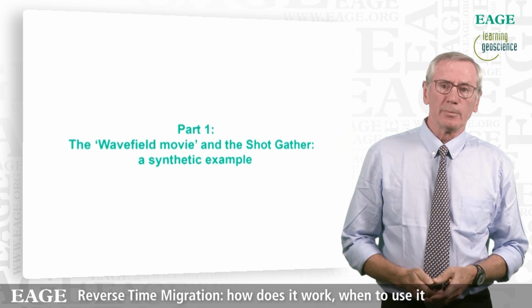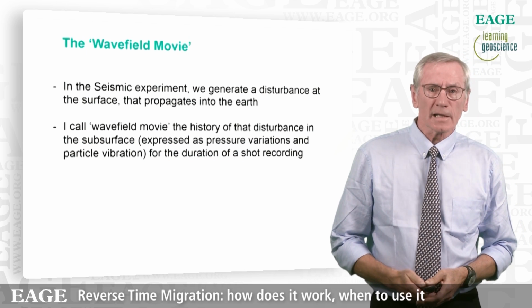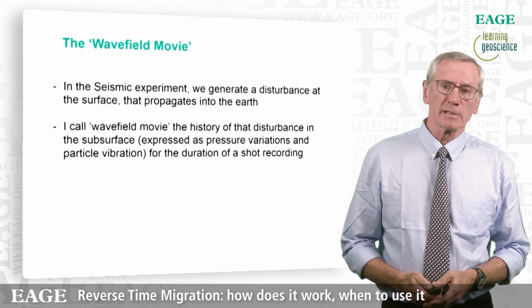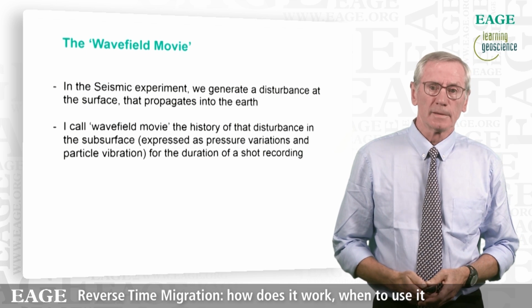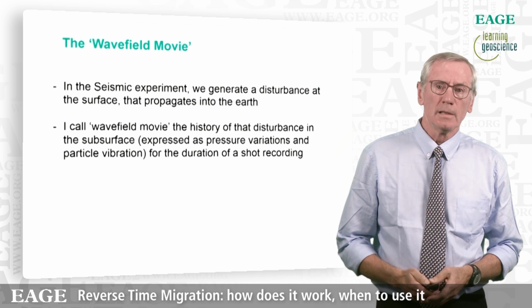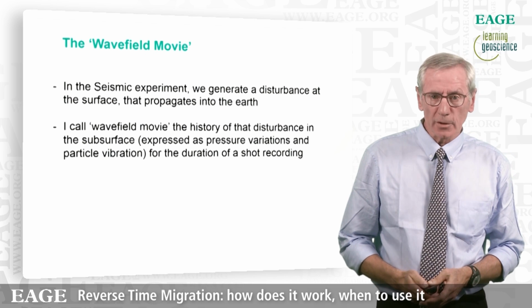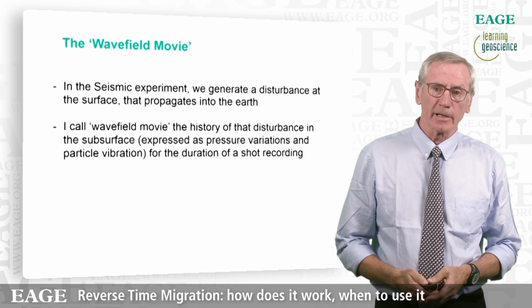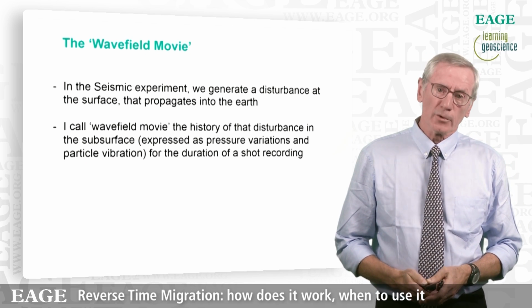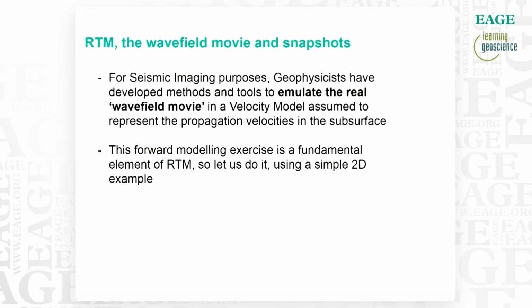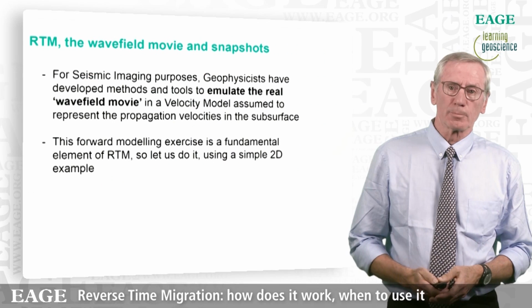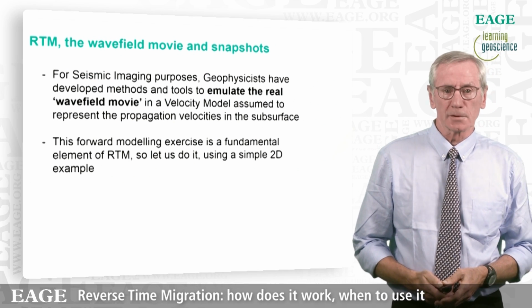So let's start with the wavefield movie. In the seismic experiments, we generate a disturbance at the surface that propagates into the Earth. I call wavefield movie the history of that disturbance in the subsurface, expressed as pressure variations or particle vibrations for the duration of a short recording. For seismic imaging purposes, geophysicists have developed methods and tools to emulate the real wavefield movie in a velocity model assumed to represent the propagation velocity in the subsurface.